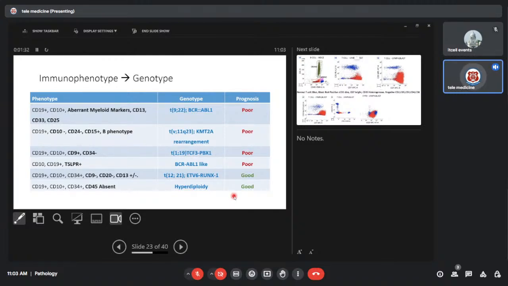Supposedly you have the t(9;22) translocation, so it will be expressing CD25 along with aberrant myeloid markers like CD13 and CD33. Then if you have this other translocation, it will generally be negative for CD10 and it will be expressing CD15. So this is just a table. You just remember that from flow we can also tell the correlation with the cytogenetic abnormality which will be there in the patients.